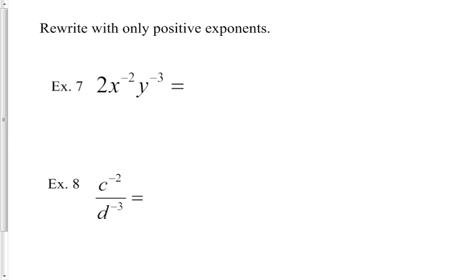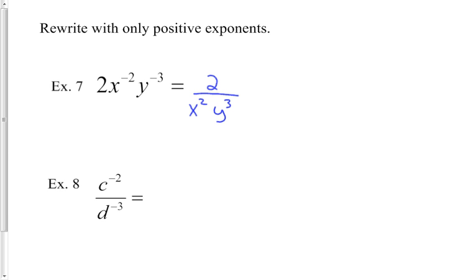Right, there's a couple more examples there. Okay, example 7, the 2, that's not got any exponent to it, so that's going to stay in the numerator. But the x is being raised to the negative 2nd, so that's going to be put in the denominator. Notice now it's positive 2, so x raised to the positive 2nd, and the y to the negative 3, well, that's also going to be put in the denominator, so y to the positive 3 will now be in the denominator. So you're just going to get 2 over x squared times y to the third.